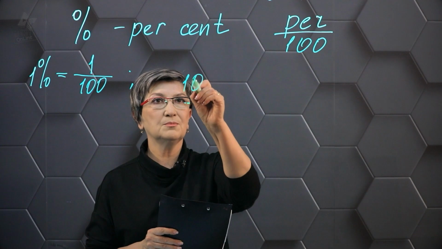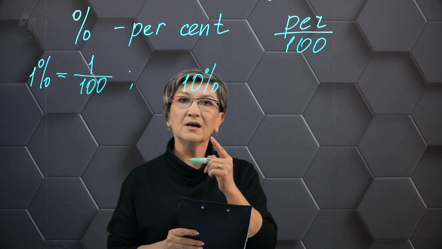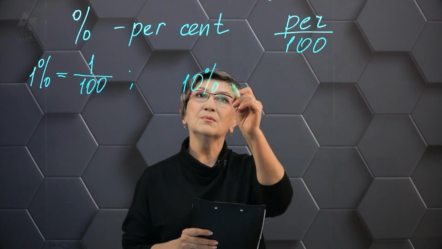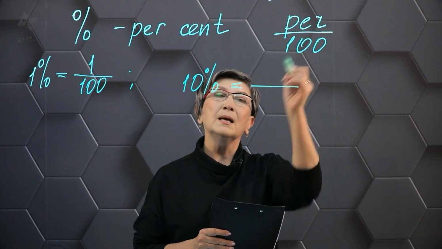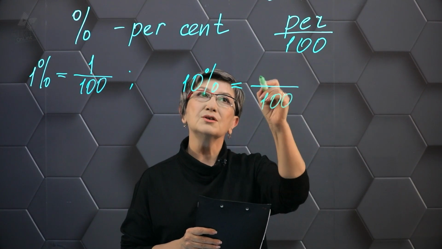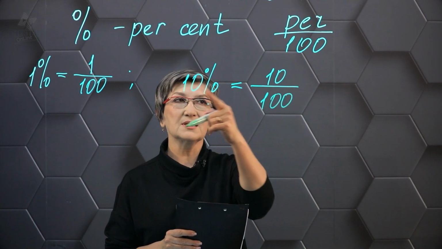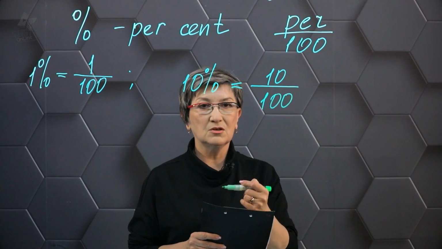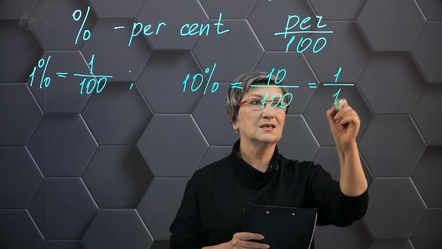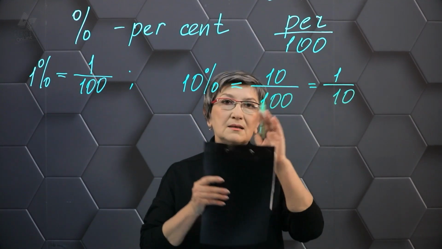If I write down 10%, what will that mean? If we say that 10% can be written as a fraction, then for this fraction the denominator will be 100 and the numerator will be 10. So 10 out of 100, 10% is equal to 0.10. If we simplify this fraction, we'll get 0.1. So 10% means 0.1 of something whole, a fraction equal to 1/10 of a whole.